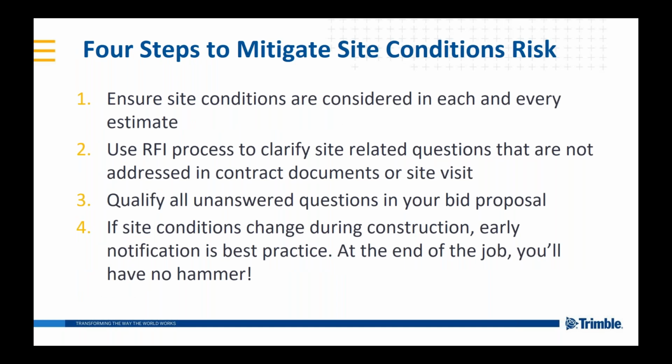So here's 4 ways or 4 steps to mitigate site condition risks. Ensure that all the site conditions are considered in each and every estimate because they're all different. Use the RFI process to clarify site-related questions that are not addressed in your contract documents or on that pre-bid visit. So that RFI process is absolutely the one that we employ to be able to make sure that those questions get answered.